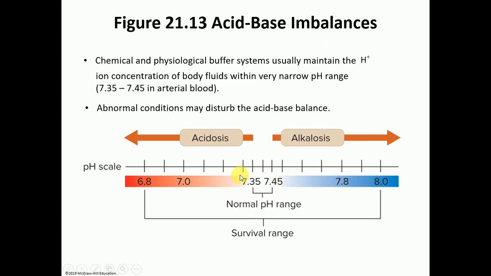And here again is that average normal pH range of our arterial blood, 7.35 to 7.45. The whole survival range of our body is 6.8 all the way to 8. So you'll see here that we don't have a huge survival range when it comes to changes in pH, and that's why our body has different mechanisms to make sure that our pH remains within a normal value. If you go underneath 7.35, the body is now in a condition known as acidosis. If it is above 7.45, that means the body is in a condition of alkalosis.